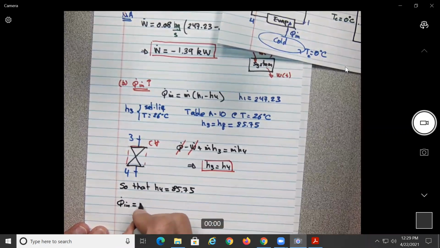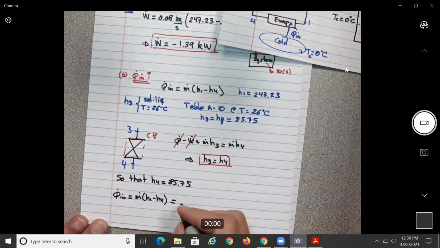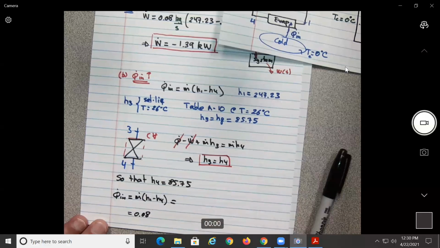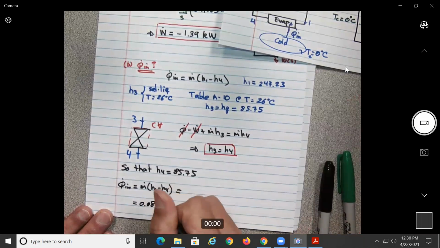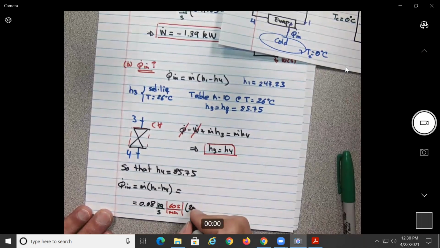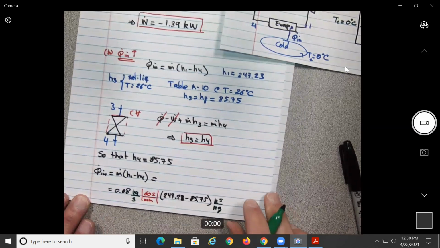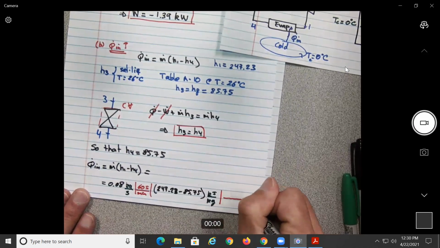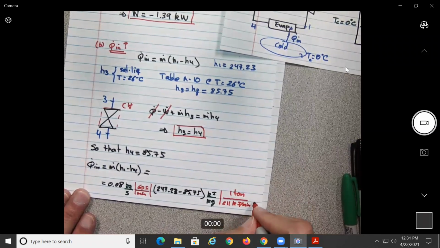We do the numerical application, Q in equal to m dot (H1 minus H4). I'll just put the values because we're running out of time. They ask you to find this in tons. So this will be equal to 0.08 kilograms per second times the 60 seconds in a minute. We'll find out why they do that in a second. Then we have H1 is 247.23 minus 85.75, in kilojoules per kilogram. And the last unit transformation is 1 ton is equal to 211 kilojoules per minute.